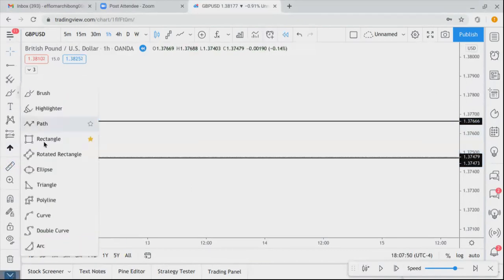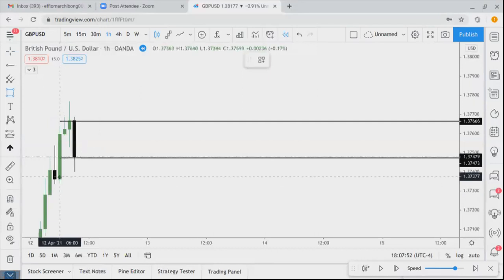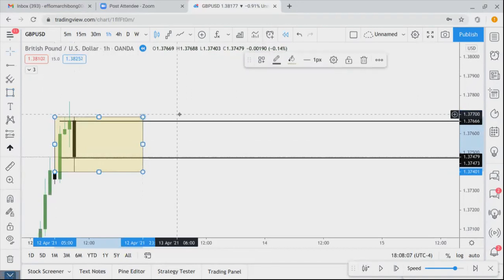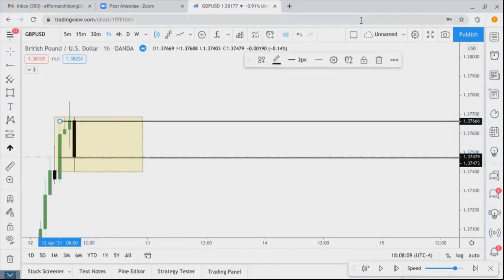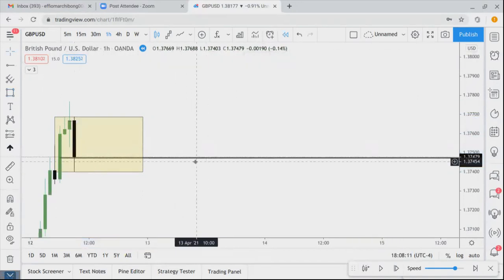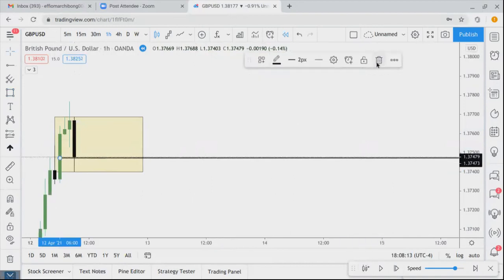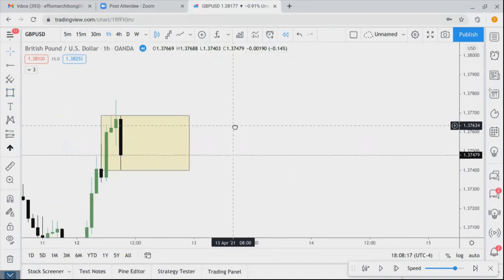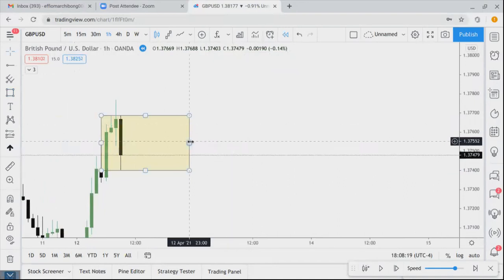28 pips. What do you do next? You take out your box, rectangle, and you box up from this. This is your reference candle now. So I could extend it backward, but this is the candle I am paying attention to. So like this. I'm going to take away this line. Now, I do not know where this candle is going to break to. Do I care? Nope, I don't care.